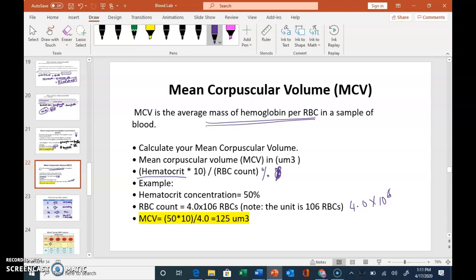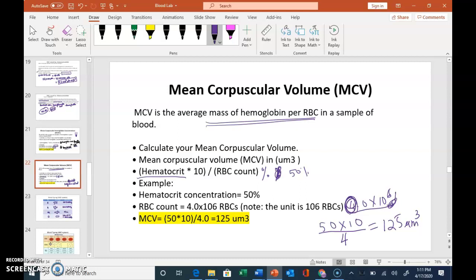With these two numbers, and let's say hematocrit is 50%, the way you calculate MCV is take the hematocrit value, which is 50, multiply it by 10, and then divide it by the RBC count, the number 4.0 times 10 to the power 6. You put it in the denominator, and you get 125 cubic micrometers. Don't forget the units. You will get multiple choice, so not too bad.